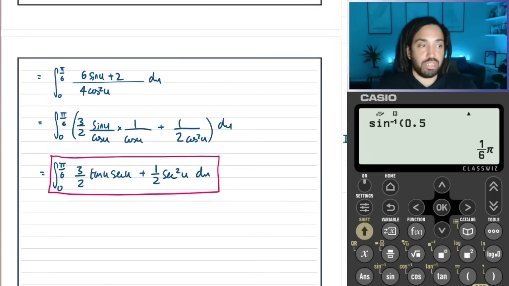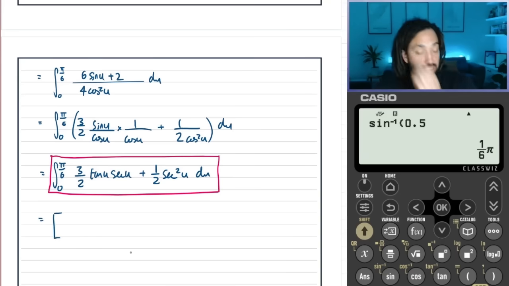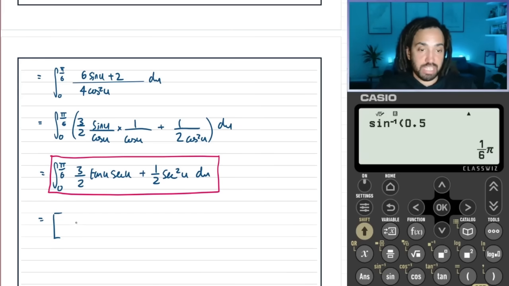Okay, so we can do that, because these are actually relatively standard integrals. They're just the reverse of some of the standard derivatives, because we know that sec differentiates to sec tan. Again, that's in the formula book. So the integral of sec tan will be sec.